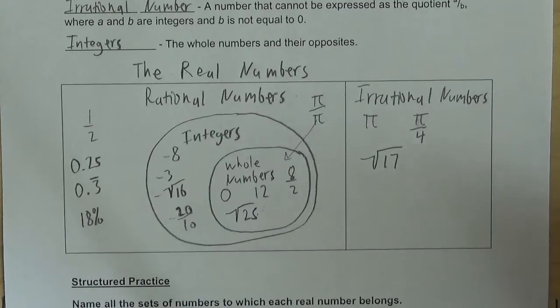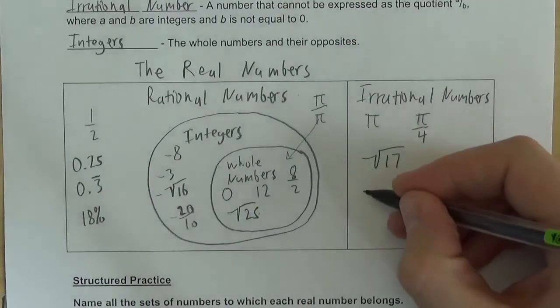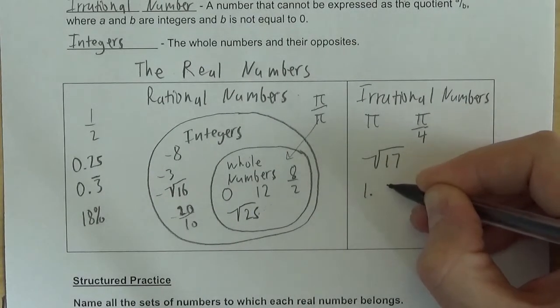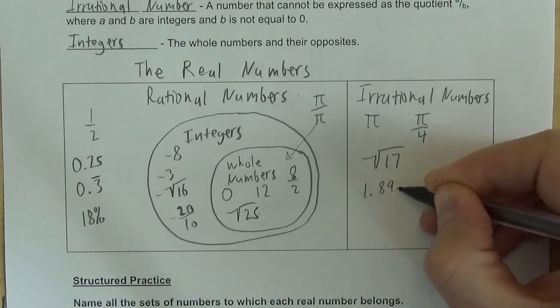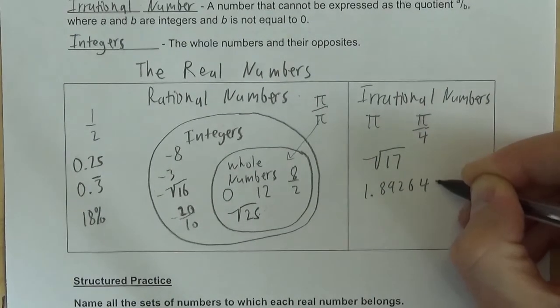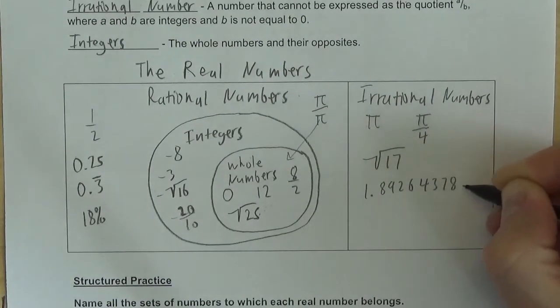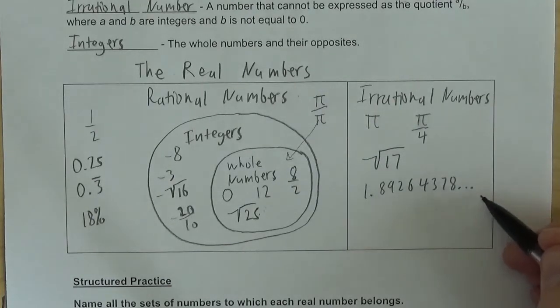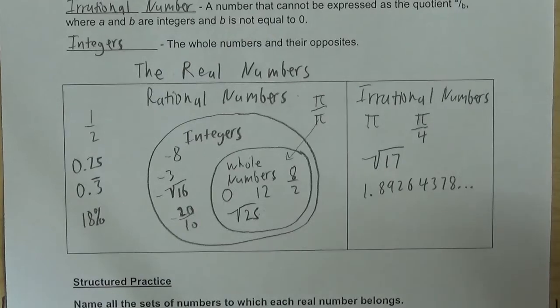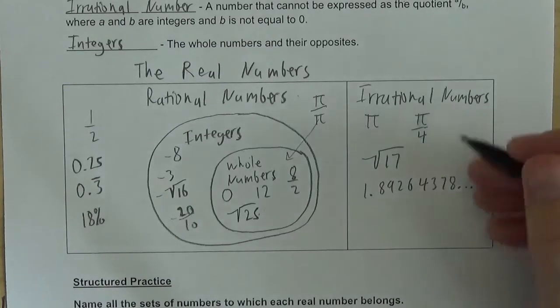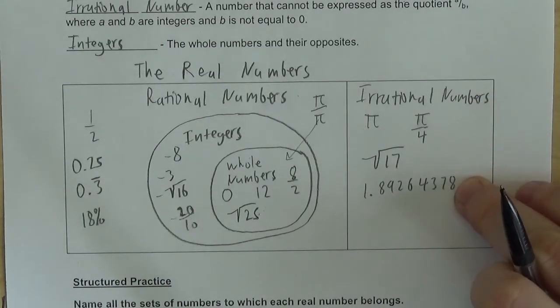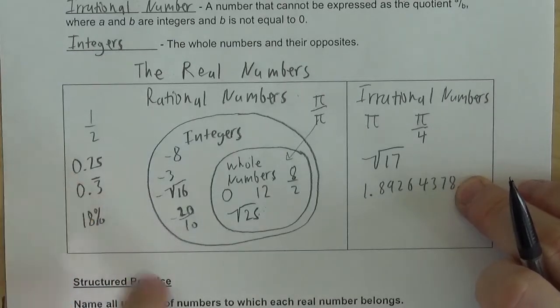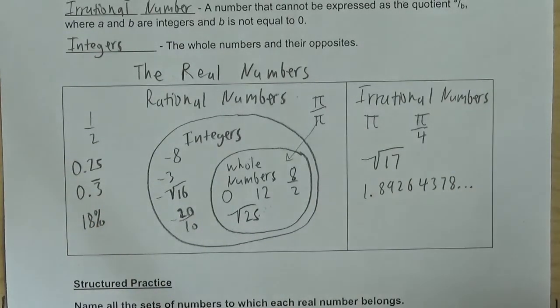So it really does go on and on forever. And then sometimes you'll just see stuff like this that's written like 1.8926437, whatever, it doesn't really matter. As long as it has this ellipses at the end that shows it really does keep going, then it's going to be an irrational number. If it doesn't have that, then it does end, and you can write it as a fraction, so it would be rational. But if you see that dot, dot, dot.